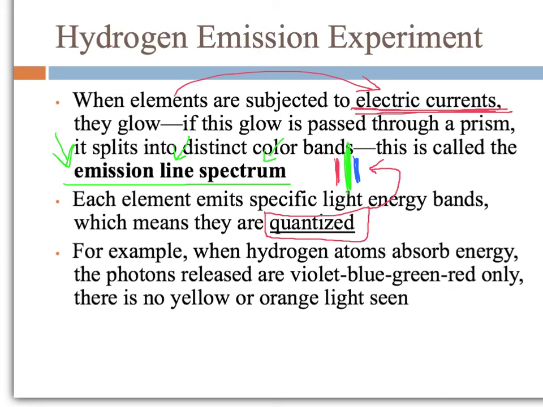But for example, when hydrogen is heated up or electrified and then passed through a prism, we see a couple of lines, but we see a very distinct pattern every single time. We see violet, then next to it is blue, then there's a little space, and then green, and then there's a big space where we see red. There are no photons releasing yellow or orange light, so that light is not seen anytime when the hydrogen releases energy.